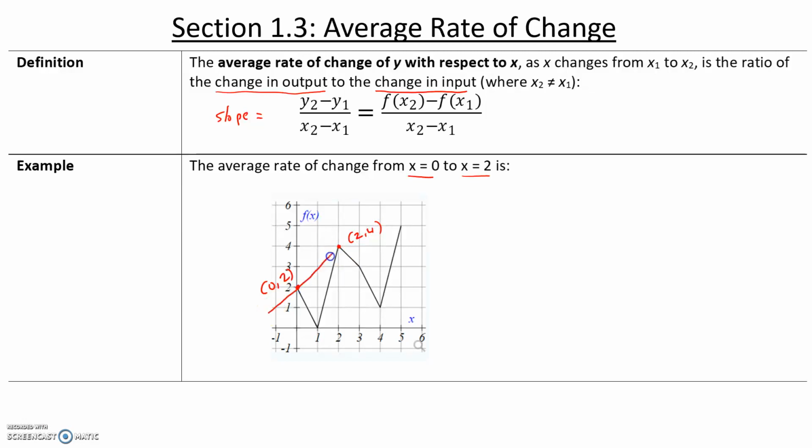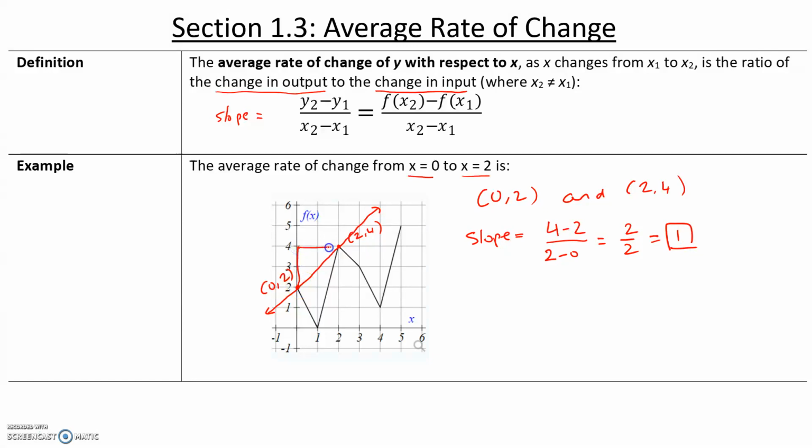And if we draw a line in between these 2 points, we can now easily calculate the slope of this line. So we have 0, 2 and 2, 4. So the average rate of change, or the slope between these points, is 4 minus 2, that's y2 minus y1, over 2 minus 0, which is x2 minus x1. This is 2 over 2, which is 1. And we can see that by counting as well. The rise is 2, the run is 2, so 2 over 2 will give us an average rate of change between the 2 points of 1.